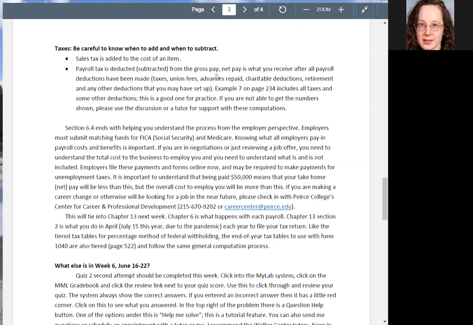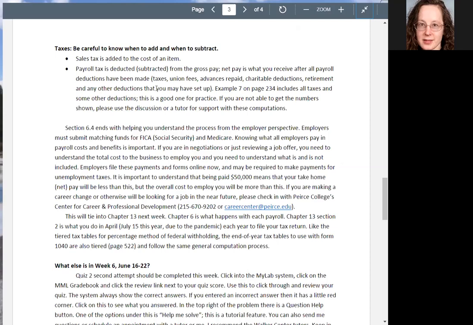Now, in a lot of these examples, they will add up all of the deductions and then do one subtraction. Do it whichever way you want, whether you subtract each one individually or add them all up and do one big subtraction. Either way, the idea is payroll taxes are deducted from the gross pay. Net pay is what you receive.